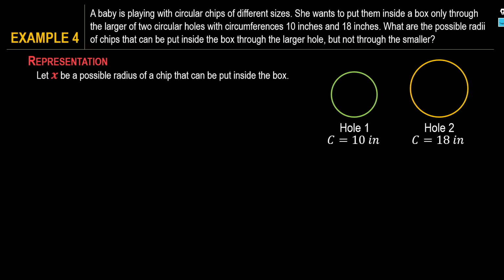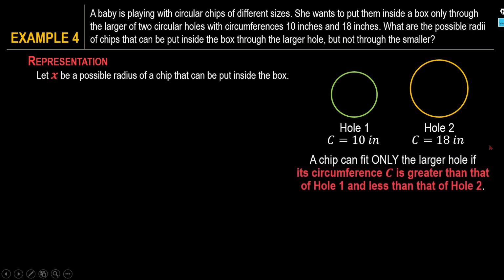In fact, we want the circumference of the chip to be larger than that of hole 1 para hindi siya magkasya. Pero not too large that it won't fit hole 2 anymore, which means the circumference of the chip has to be less than that of hole 2. Di ba? Nagets nyo yun? Again, a chip can fit only the larger hole if the circumference of the chip is greater than hole 1. Kasi pag mas malaki siya sa hole 1, di siya papasok nung kay hole 1. Pero dapat, kakasya siya kay hole 2. So it cannot be bigger than that. It has to be smaller than that.